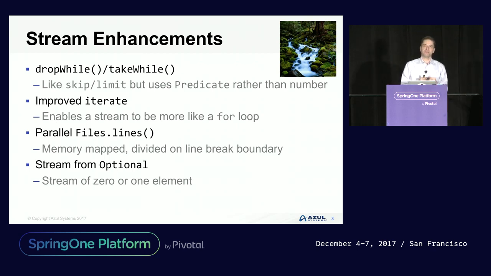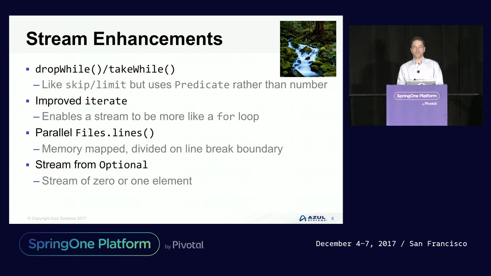Now what happens is that if you pass the output of files.lines to a parallel stream, the library code will say, let's map that file into memory and then divide it up based on how many threads we have in our fork join pool and allocate each one of those areas to a separate thread. That way each thread can read independently and you actually get better performance in terms of the processing.